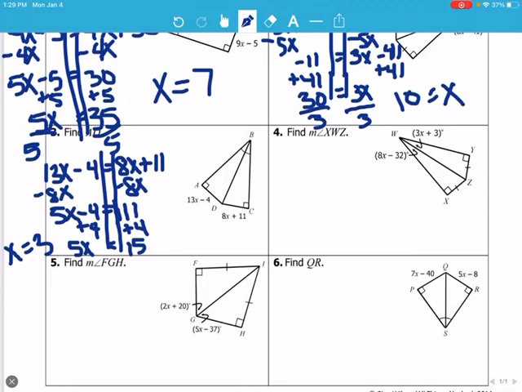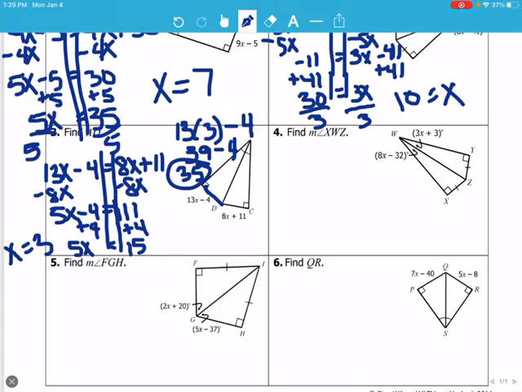And I know I've written all over it, but it really wants us to find AD. There's AD. So instead of 13x, it's 13 times 3 minus 4. So 13 times 3 is 39, minus 4 should get me 35. That's my final answer.